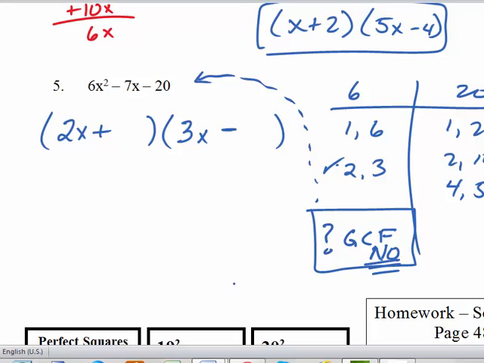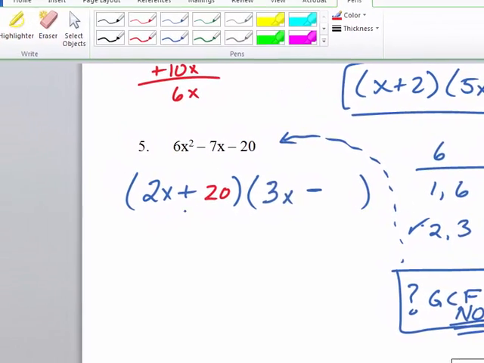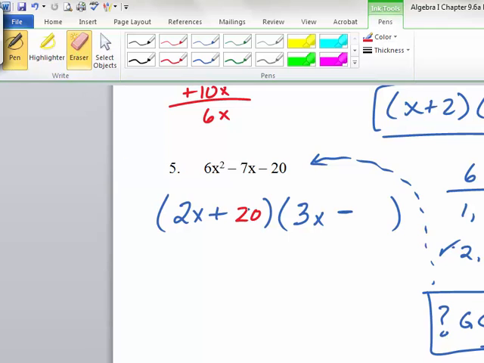Because there's no GCF in the first problem, there can't be a GCF in either final factor. What does that mean? As an implication, if I were to put a 20 in here, then between the 2x and the 20, there would be a GCF of 2. So I can't put a 20 in there.